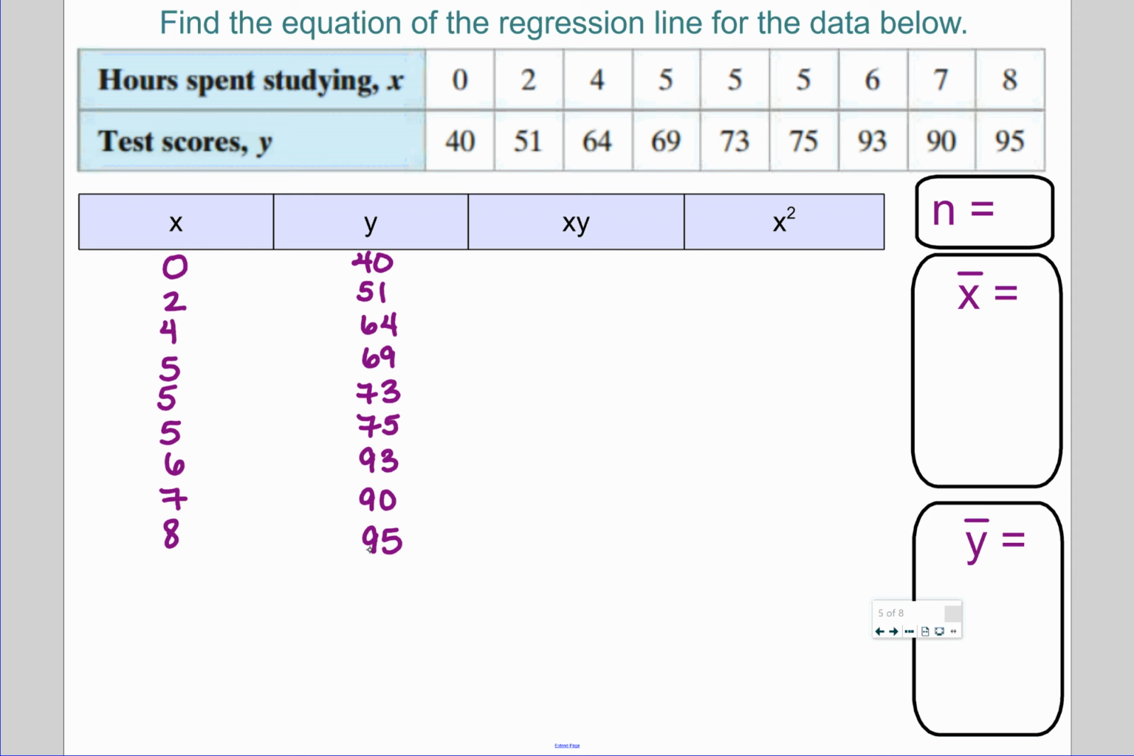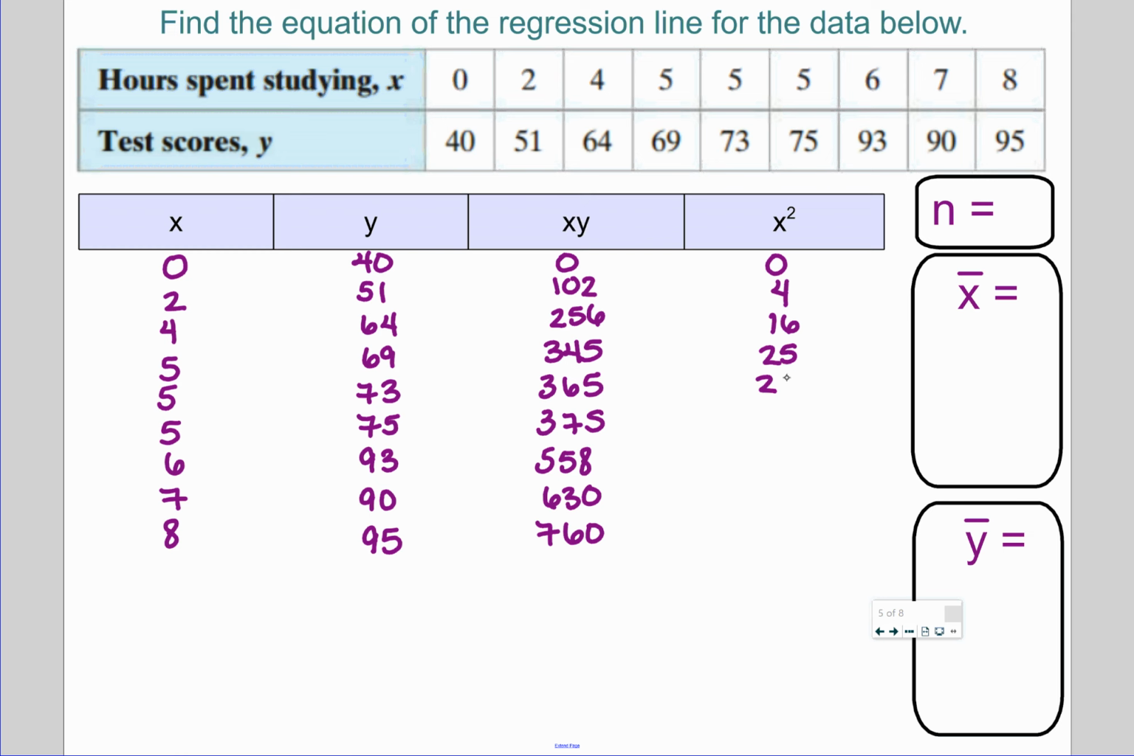X times y. Let's see. That would give me a 0, a 102, 256, 345, 365, 375, 558, 630, 760. Okay. And then we need all of our x squared. So 0, 4, 16, 25, 25, 25, 36, 49, 64. Okay.